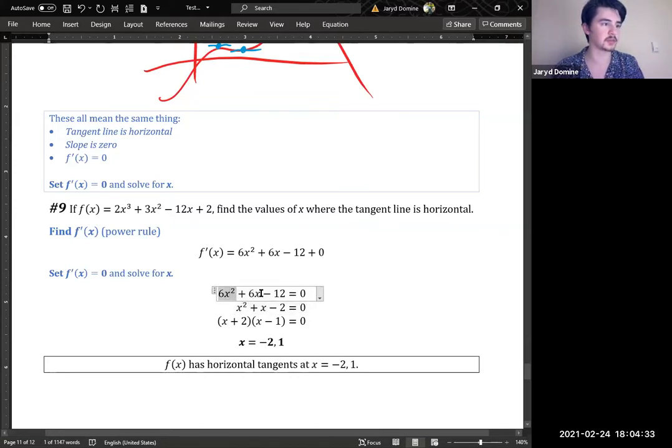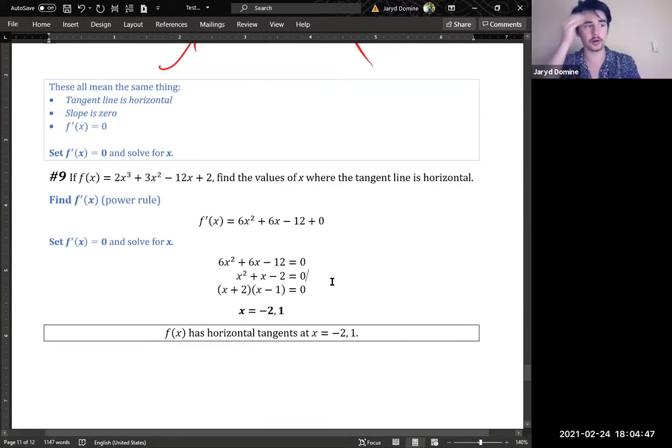6x squared, the 6 goes away, the 6 goes away, and then on the last one I'm left with 2. So all that did was just clean it up. Now it's simpler to look at. And from here, you can use the quadratic formula if you want, or you could factor it. So to factor it, I need the two numbers to multiply to get minus 2, and they need to add to get 1.